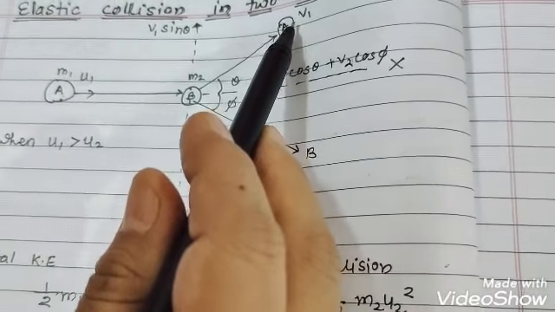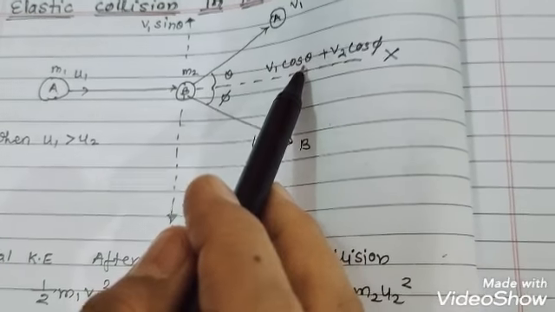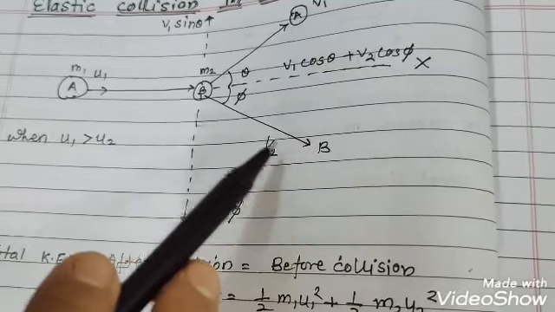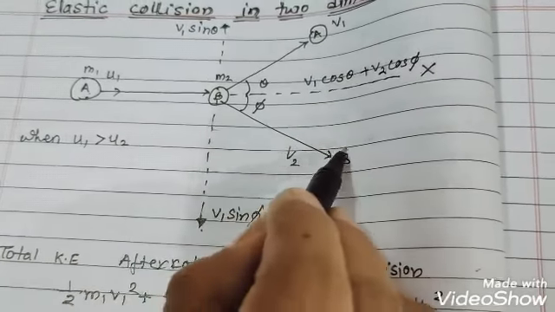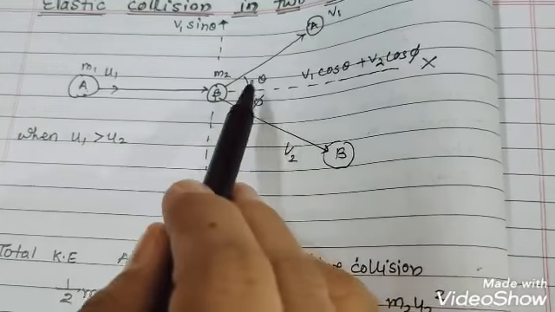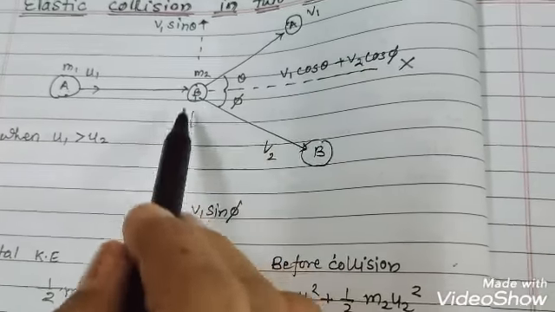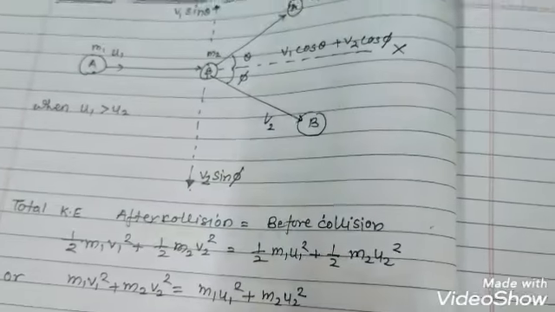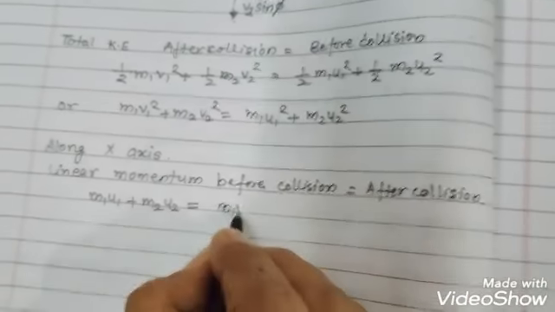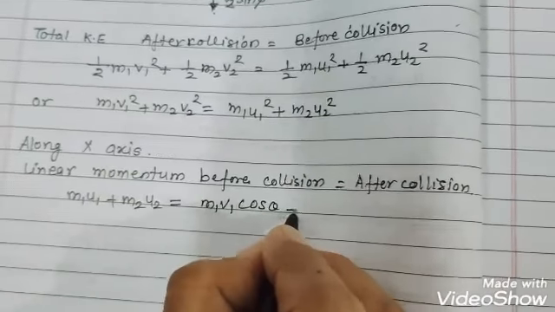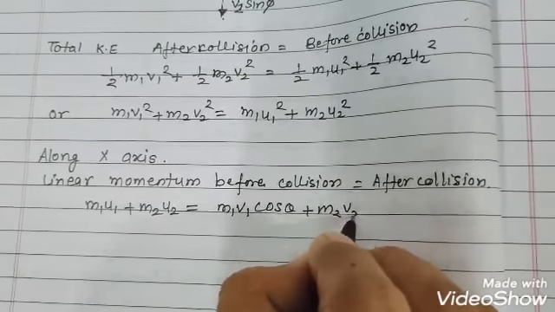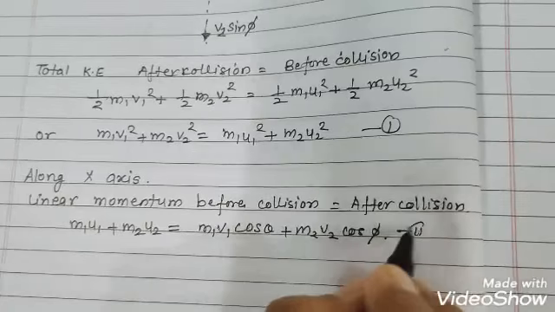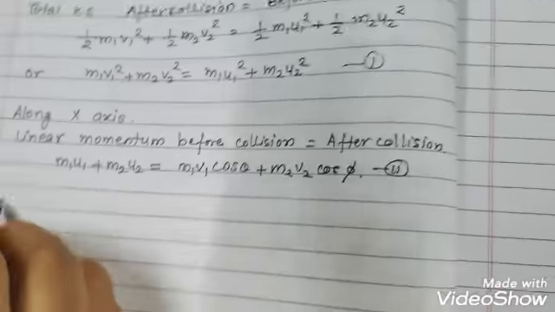So you can resolve this into two components. The horizontal component is v1 cos theta and the vertical component is v1 sin theta. For the body B, it is moving with the velocity v2, so that can also be resolved in two components. In this direction it is v2 cos phi, and in this direction it will be v2 sin phi. So along x-axis, the momentum is equal to m1 v1 cos theta plus m2 v2 cos phi. This is our equation 1, this is our equation 2.